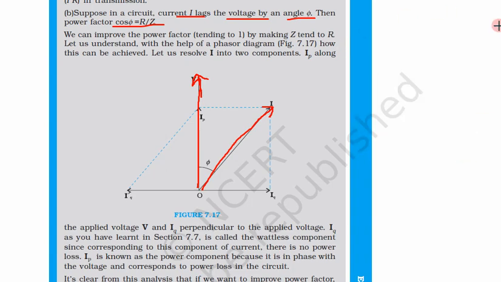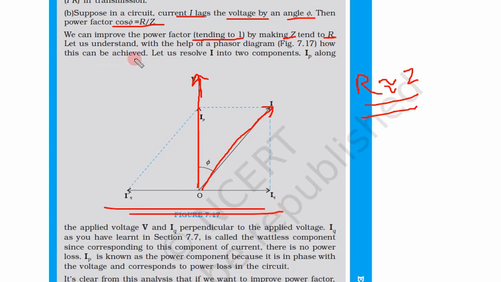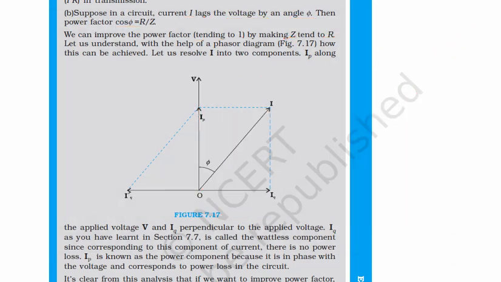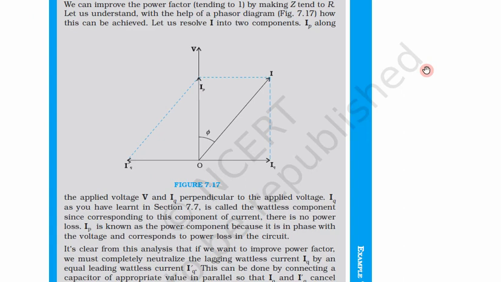So we are improving the power factor. We need this to be 1. Tending towards 1 means we want this to be 1. Now if Z tends to R, if Z and R are equal, the power factor will become 1. Resistance must be equal or nearly equal to Z. In that case we get a very high power factor. Let us understand this with the help of a phasor diagram. How can this be achieved? We are achieving a high power factor because a low power factor gives loss in the circuit.